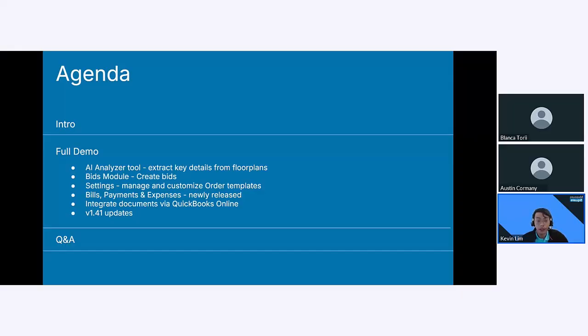Then we'll move into our settings, where I can show you quickly how to configure and modify your order templates. After that, we'll be exploring our newly released financial tools, which cover bills, payments, and expenses, and see how payments recorded for invoices will also sync directly with QuickBooks Online. And finally, we'll wrap up with some of our key updates for version 1.41, and we can finish with a live Q&A session where we can answer your questions. So let's get started.